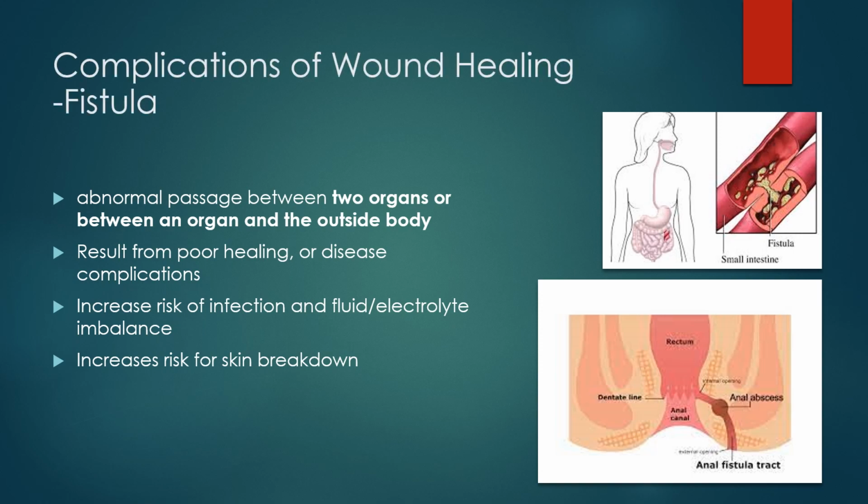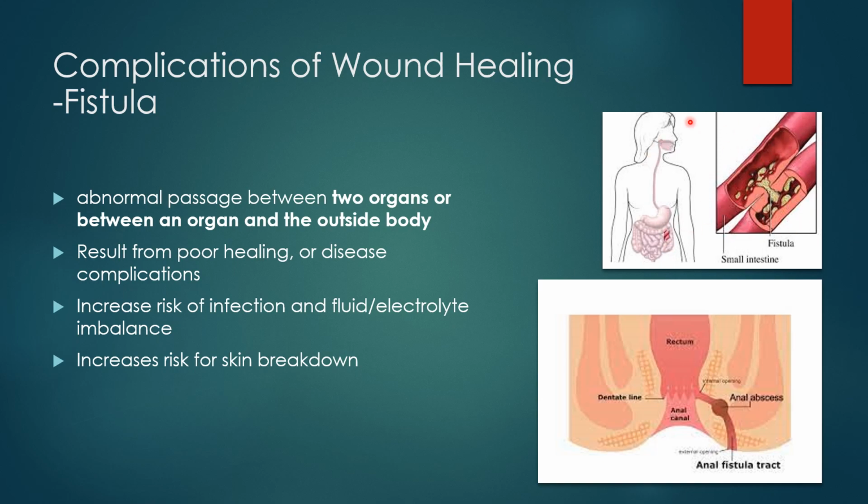The next wound complication is fistula. A fistula is an abnormal passage between two organs, or between an organ and the outside of the body. There are different types of fistulas, but we're not going to go through those types. We're just going to talk about the wound care fistulas right now. A fistula does result from poor wound healing or a disease complication. It increases the risk for infection and fluid and electrolyte imbalance. It increases the risk for skin breakdown.